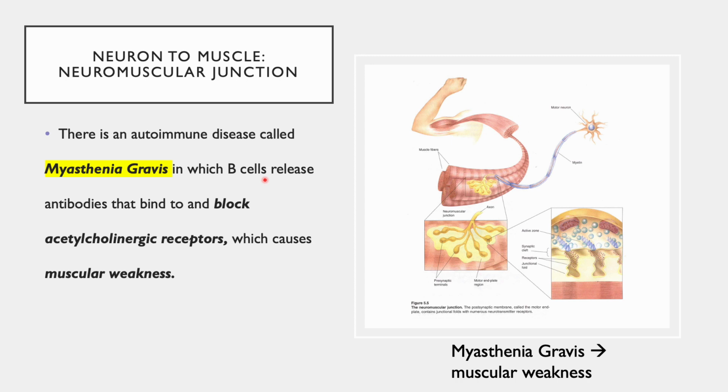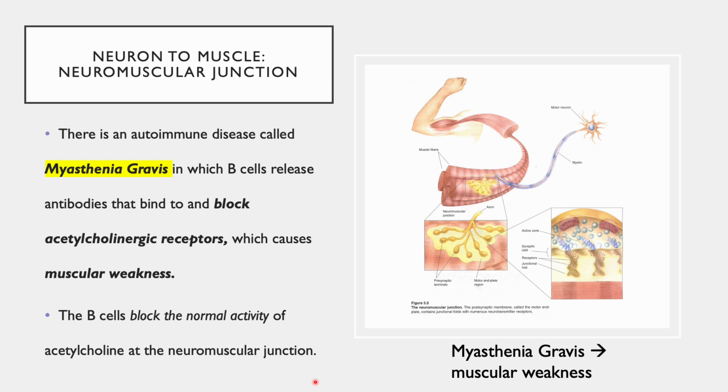Sadly, in the case of autoimmune diseases, and in this example of myasthenia gravis, these antibodies can sometimes be detrimental in that they're attacking the body itself. It's almost recognizing this area of the body as a pathogen or a virus, and thus is actually inducing inflammation and muscular weakness. B cells block the normal activity of acetylcholine at the neuromuscular junction, and thus prevent acetylcholine from doing its job. That's what induces muscular weakness.